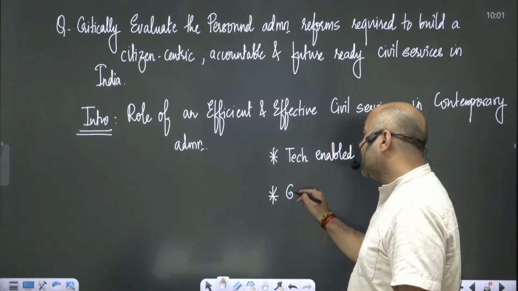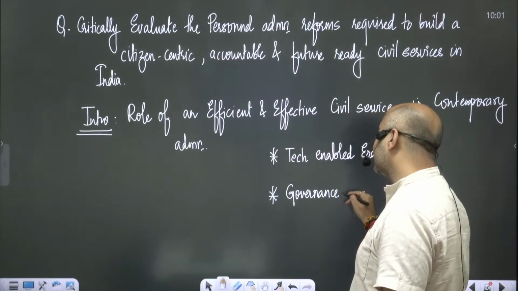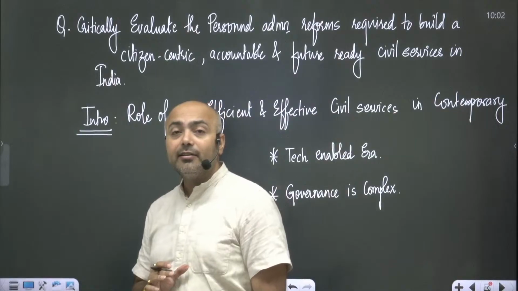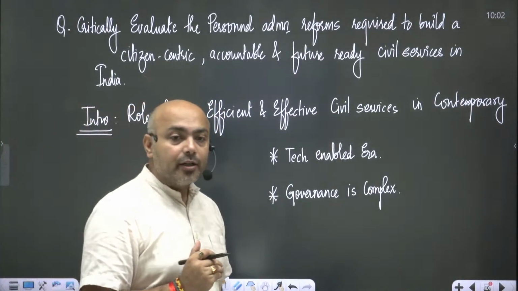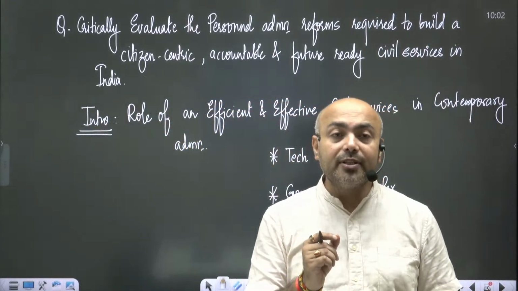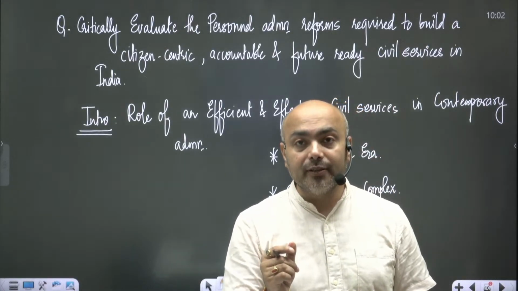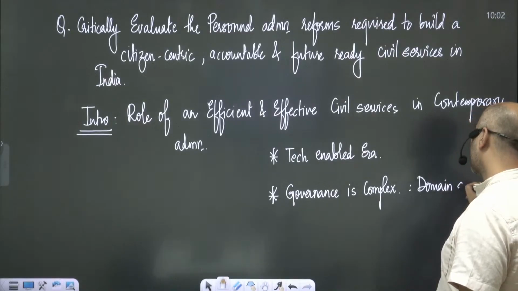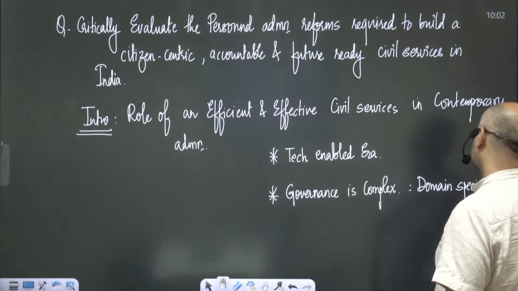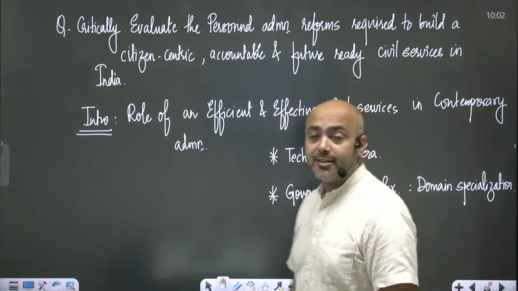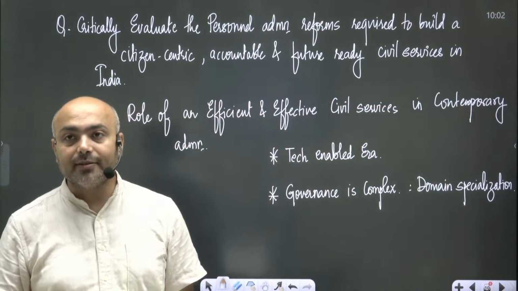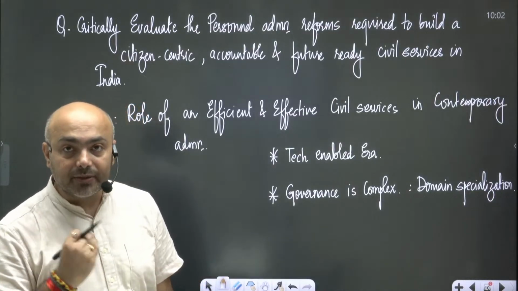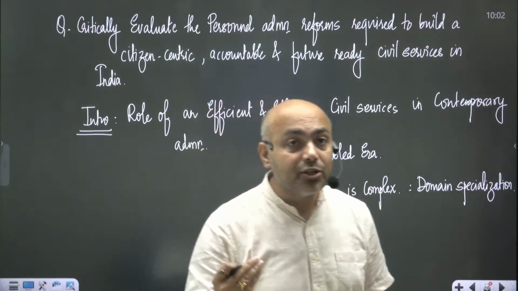Governance in contemporary era is very complex, and complexity meaning what civil services require is domain specialization to address this complexity. What is required? Domain specialization. Domain specialization meaning a generalist civil services does not work anymore. You need to bring about specialization. You need to bring about more and more specialization. Clear?